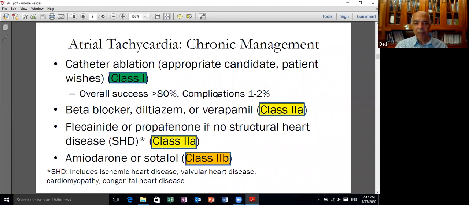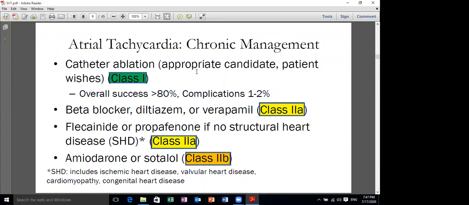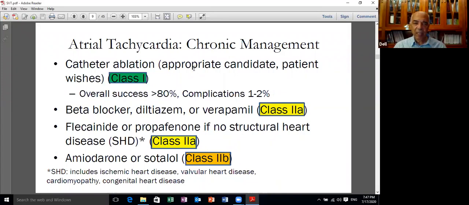One important complication here is the need for using anticoagulants if you are working on the left side of the heart, so bleeding from vascular access and hemopericardium can occur. If the patient is not a candidate for ablation for some reason, or if he's refusing ablation, then you can use beta blockers or calcium antagonists. If not, and the patient is free of structural heart disease, you use a 1C drug, propafenone or flecainide.